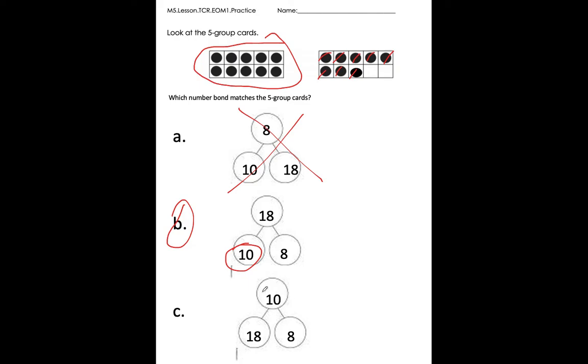Well, we have 10 in our whole, and we know that is not correct because the big number 18 goes there. Okay? Did you get B? All right, let's keep working.